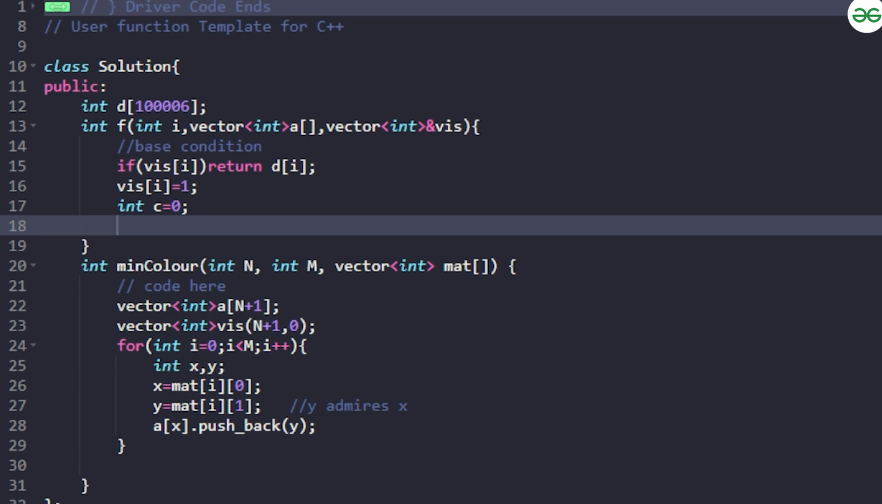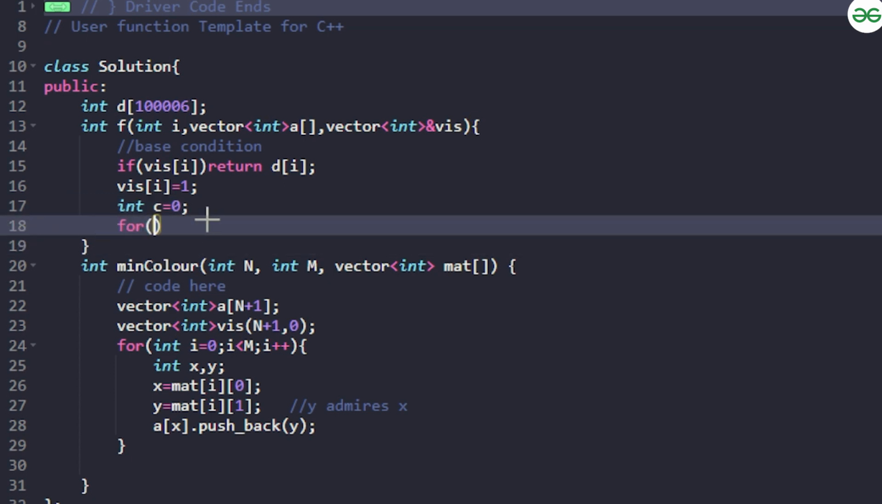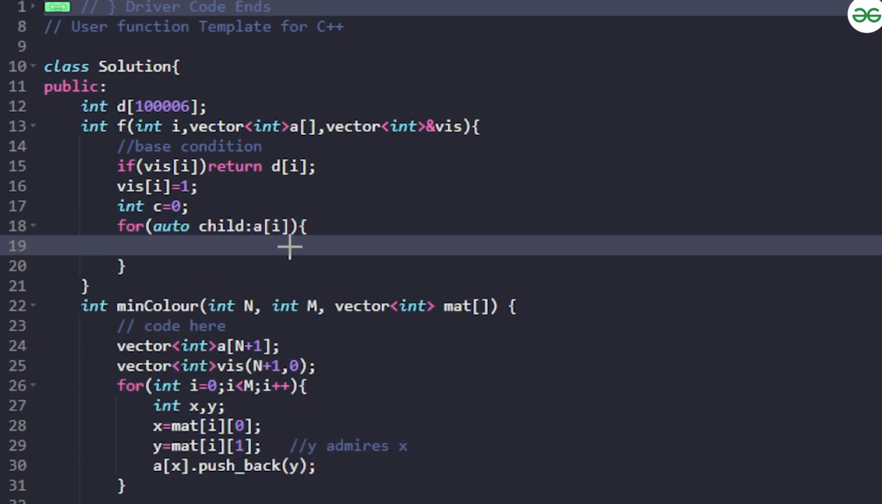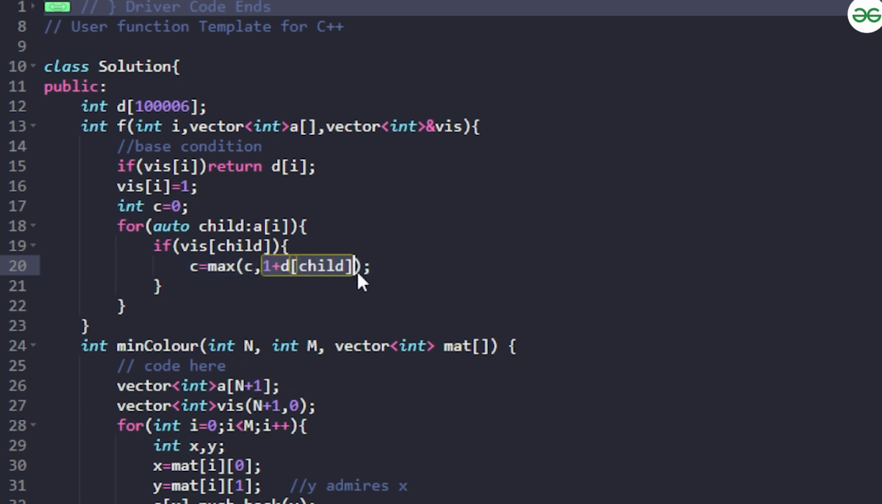Fine. Now, as discussed, we will check each and every child of our current node i. So for that we will use a for loop, and in that we will take a variable child, an iterator which will iterate through all the children of A[i], meaning the ith node. Now we will check the same condition for the child also, that if we have already visited the child, in that case we will update the value of C, because C will obviously be the max of C, comma, 1 plus the distance of child, as we have discussed.